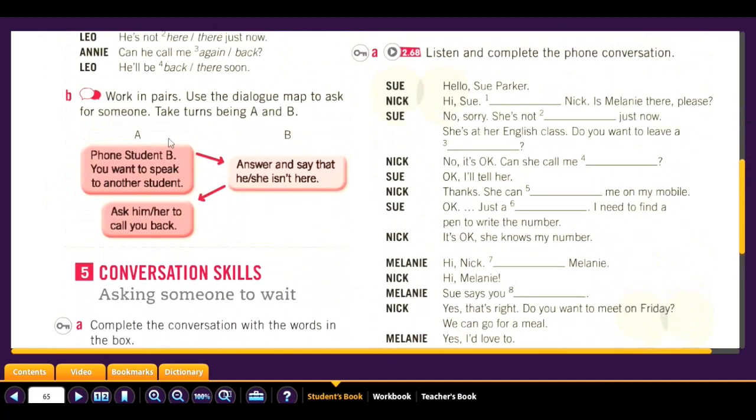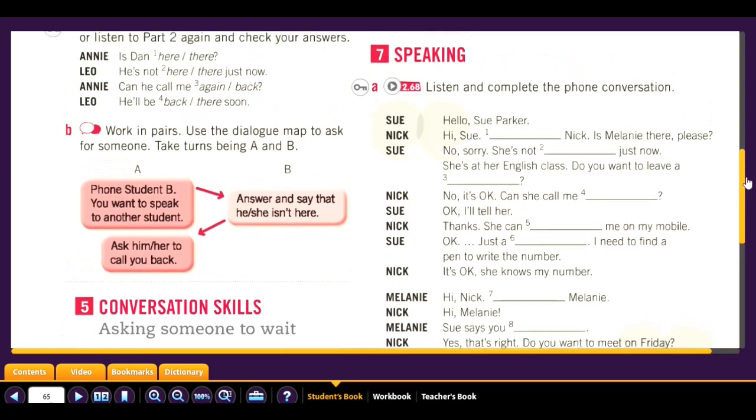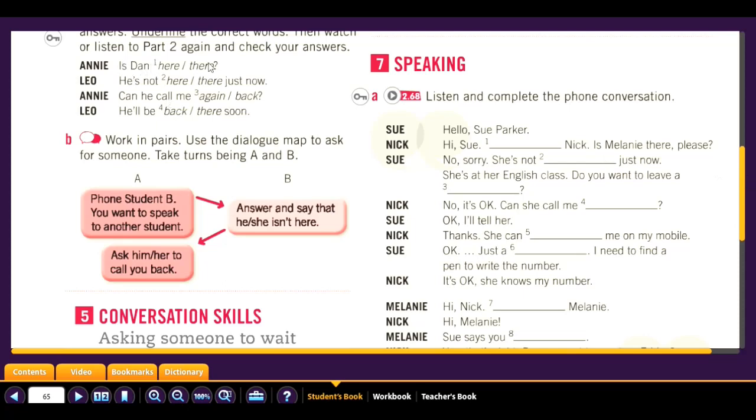Now work in pairs and use the dialogue map to ask for someone and take turns being A and B. Student A, phone student B, you want to speak to another student. ¿Quieres hablar con otro estudiante? B, answer and say that he or she isn't here. And then student A, ask him or her to call you back. Is my partner there? No, she or he is not here just now. Can he call me back? So you need to copy this dialogue, but with the names of one of your partners. Con el nombre de alguno de tus compañeros.